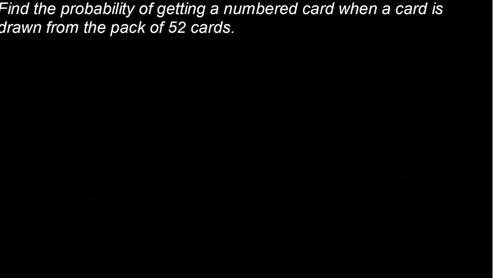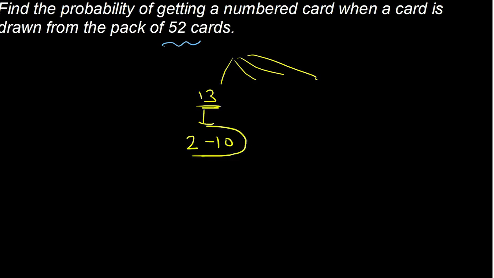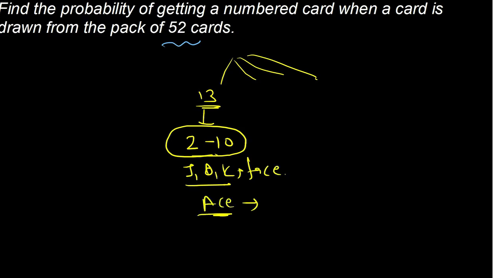Find the probability of getting a numbered card when a card is drawn from the pack of 52 cards, okay. So let me define how many cards are there. Obviously 52 cards are there, and 13 in each suit. How many number cards are going to be there? Between 2 to 10, these cards are number cards. After that, Jack, Queen and King are your face cards. And obviously Ace is not a numbered card. So out of 13, these 4 cards are not numbered. So obviously these 9 cards are number cards, okay.